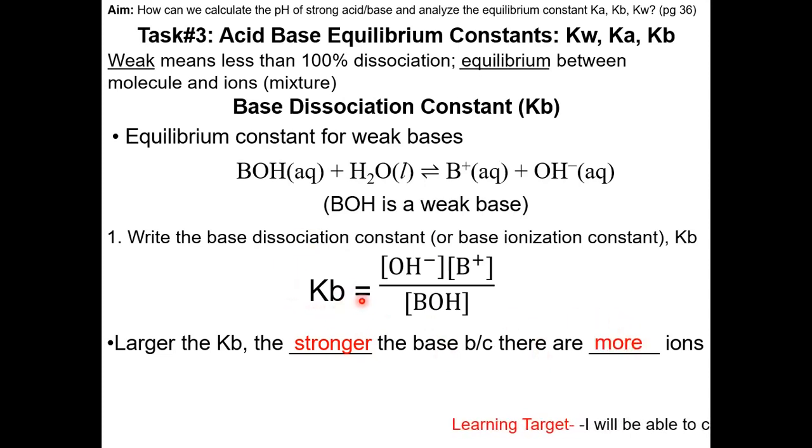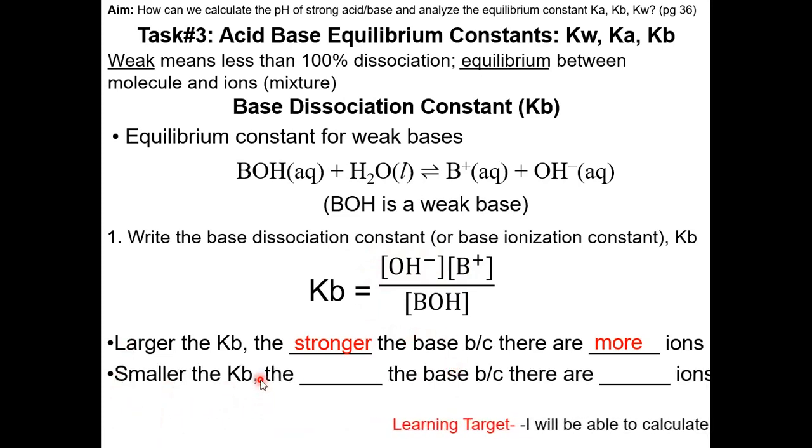If Kb is a big number, then the numerator is much bigger than the denominator. Since there are more hydroxide ions, the base will be stronger. And the smaller the Kb, the weaker the base, because there will be fewer ions.